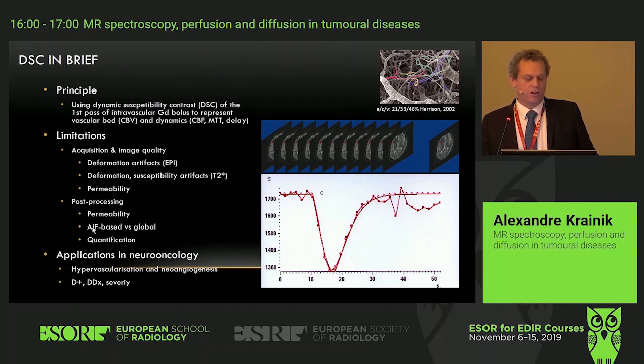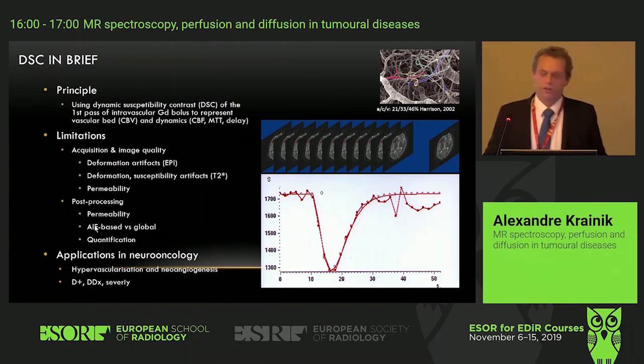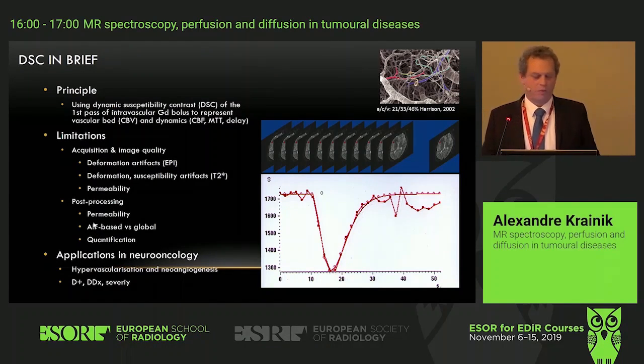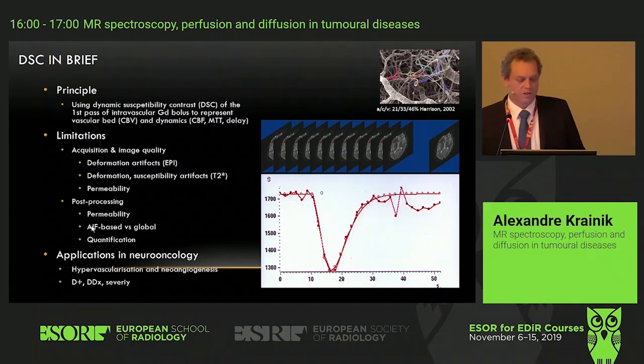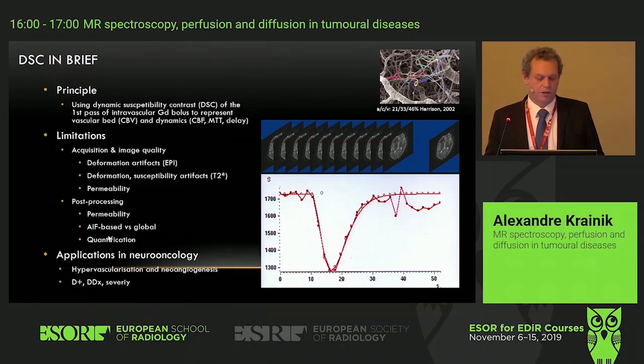And we'll see that usually in tumor, we don't pay so much attention to the arterial input function; it's rather important in stroke, where you may have really high disturbance of the arrival of the bolus into the voxel. And of course, quantification is always very tricky using MR. The main application in neuro-oncology is to try to determine whether there's any kind of hypervascularization, suggesting that there's a neoangiogenesis. We'll see this in a moment.